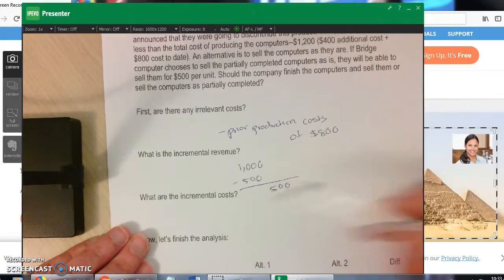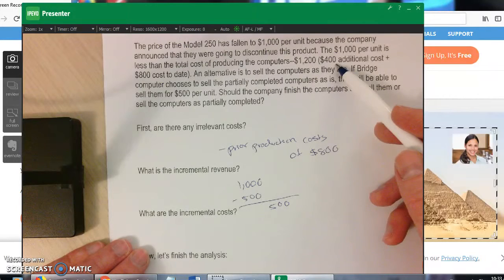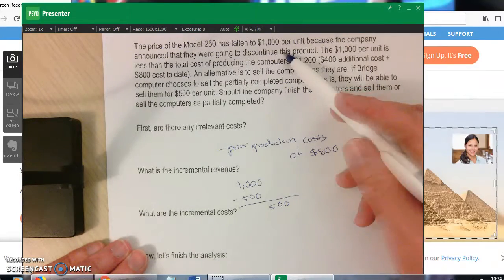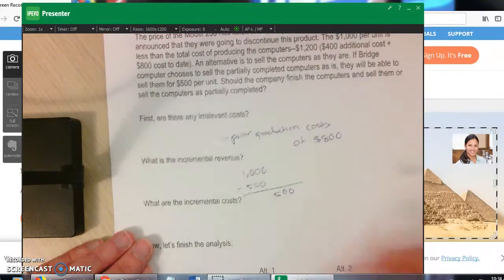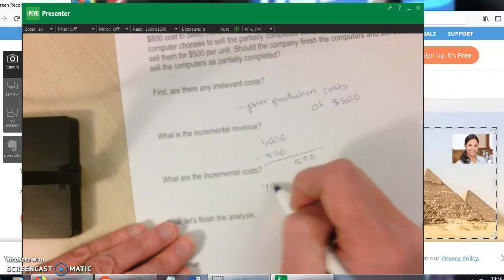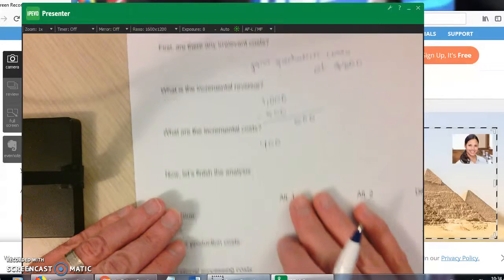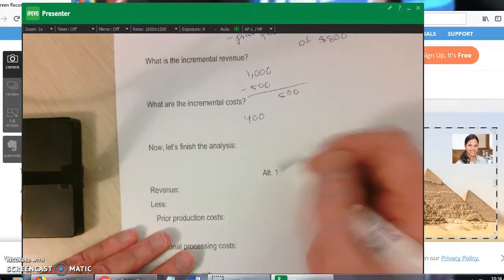When we look at our incremental costs, what we need to think about is the additional $400 cost to fix the computers so they can be sold for $1,000. So if we choose to sell the computers as they are, we have no incremental cost because we just sell them as they are. But if we fix them up and sell them, then we incur that additional $400 cost per computer.